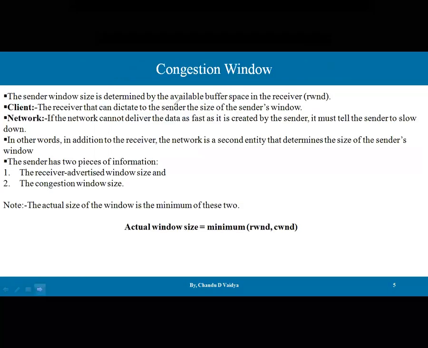The sender window size is determined by the available buffer space in the receiver. This RWND is the receiver window. At the client end, the receiver can dictate to the sender the size of the window, that is the sender window. And at the network end also, if the network cannot deliver the data as fast as it is created by the sender, it must tell the sender to slow down the rate. So at both ends, the client end as well as the network end, it is possible to dictate that window. In other words, in addition to the receiver, the network is a second entity that determines the size of the sender window.